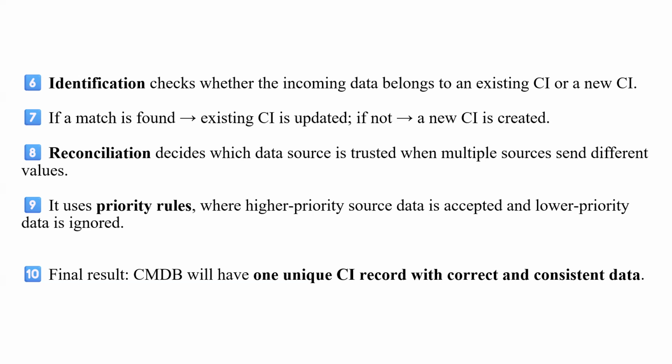The final result is that the CMDB will have a unique CI record with correct and consistent data. This means that after processing through IRE, there will be only one record for each CI and all the information will be accurate and consistent. For example, your brain finally understands that there is only one person with correct details and there is no confusion anymore.